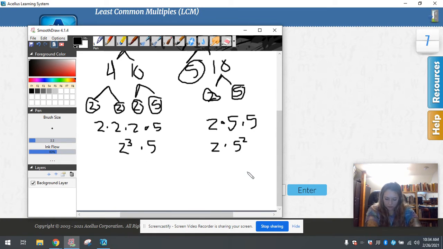Now what you do is you are going to take the largest exponent version of the base. So here I have matching 2's as bases. I'm going to keep this one for my least common multiple, 2 to the power of 3. And then I'm going to keep this one for 5 to the power of 2.